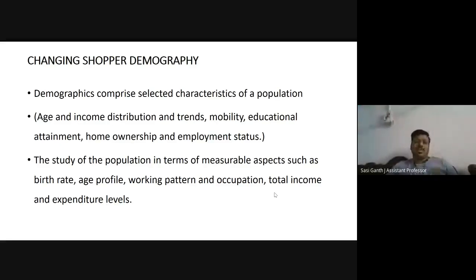Then home ownership, what he owns, whether he owns a car, bike, or a house, whether he has a refrigerator in his house, AC in his house.